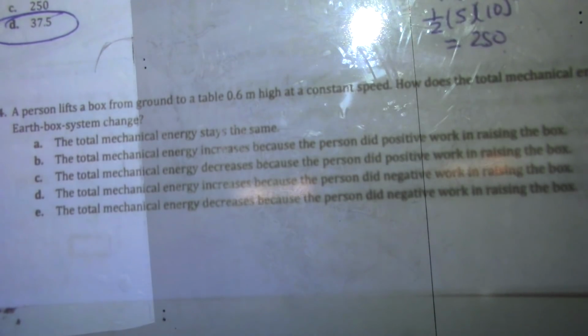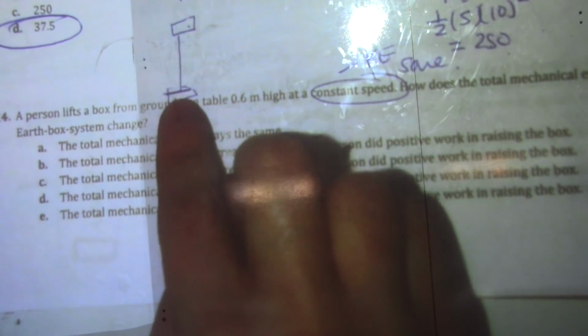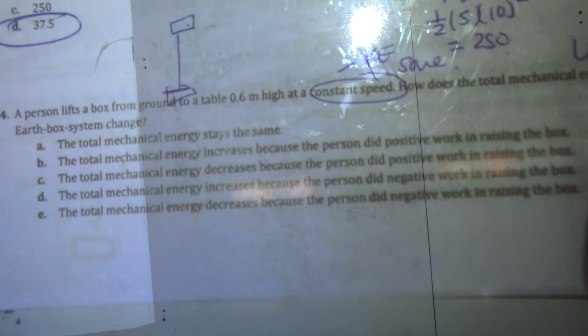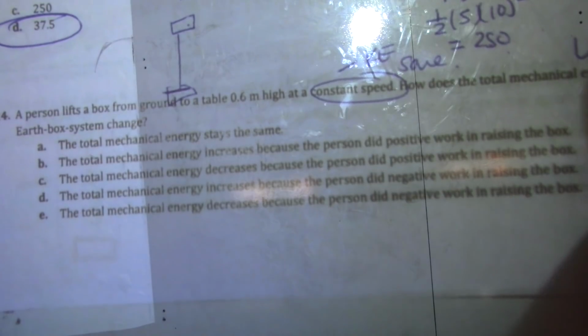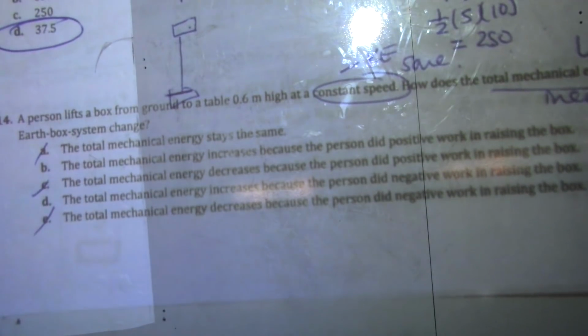A person lifts a box from the ground to a table, so it starts here and then it's lifted up to this height. It was at a constant speed, which means that KE is the same. Now my potential energy obviously is not the same, right? I went from the ground to the 0.6, that means that my potential energy increased. So if my kinetic stayed the same, but my potential increased, that means overall my total mechanical energy must have increased. So we're between B and D.